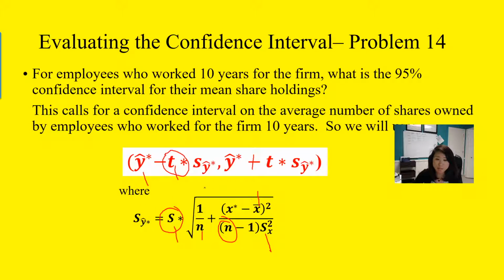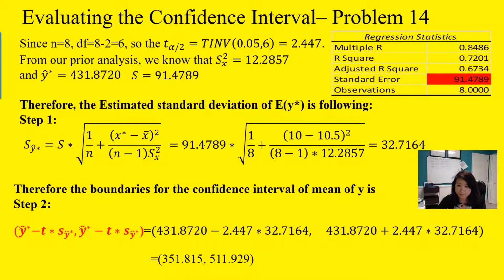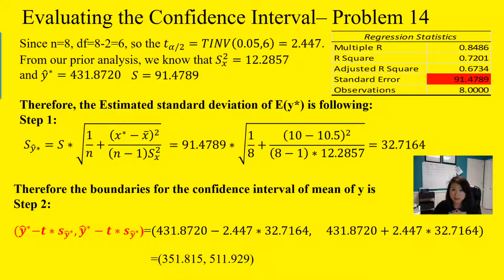So basically, you have every symbol's value. What you need to do is just plug in everything to this equation to calculate the final answer. So let's see how we do the calculation. So basically, we have all the values we need. So we follow the two steps to do the calculation. First, we estimate the standard deviation of the mean of y, and then we obtain 32.7164. And then we use this value in the second step, and then finally we calculate the value.